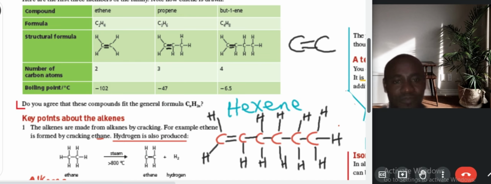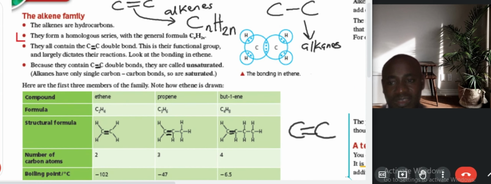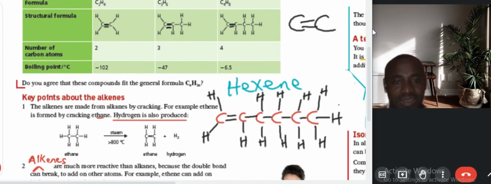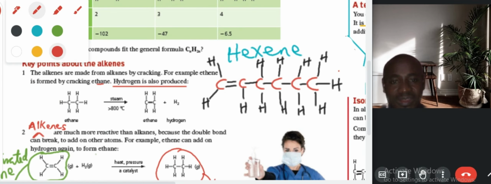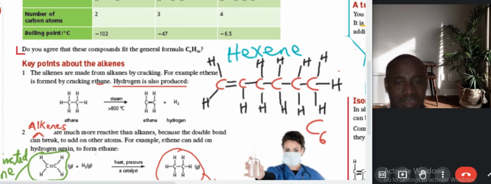Remember, the general formula is CnH2n. So since there are 6 carbons, it will be C6H12, and that supports our illustration.